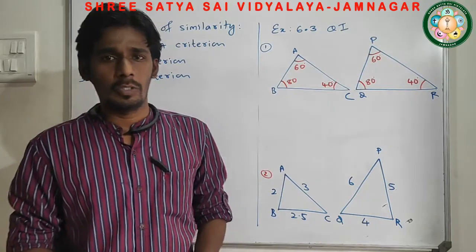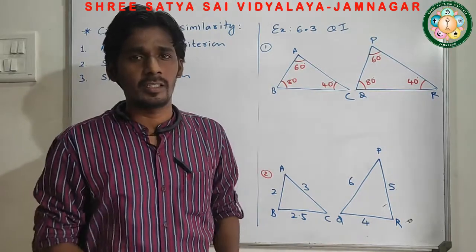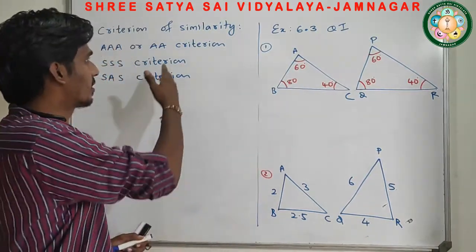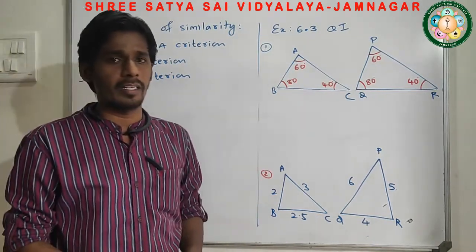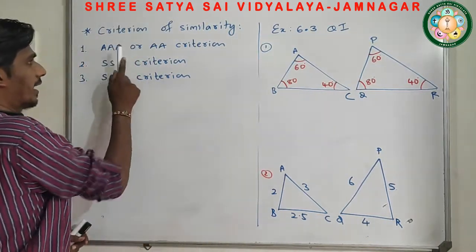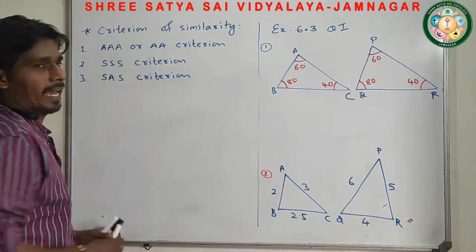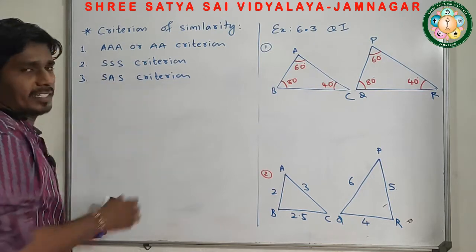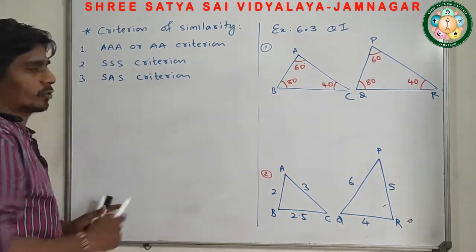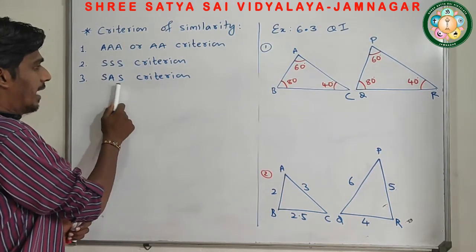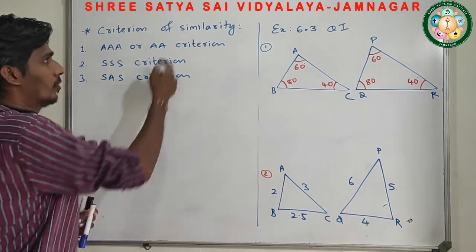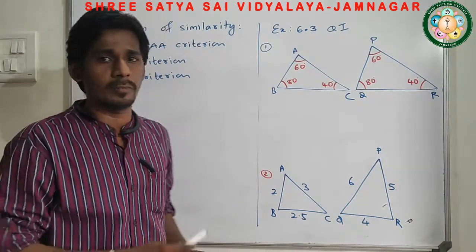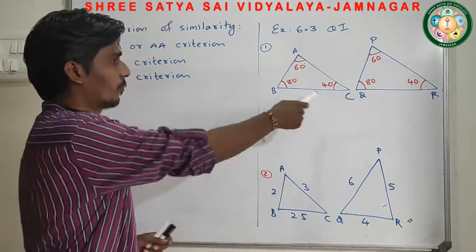Salam everyone. Today we are going to start exercise 6.3 question number 1. Before starting this, let us discuss the three criteria for similarity. First of all, the angle criteria. The second one is the side criteria, and the last one is the side criteria, to show that the given triangles or given pairs of triangles are similar.